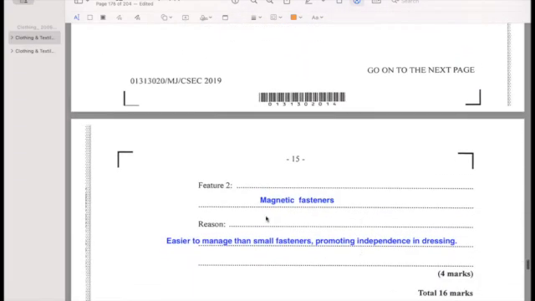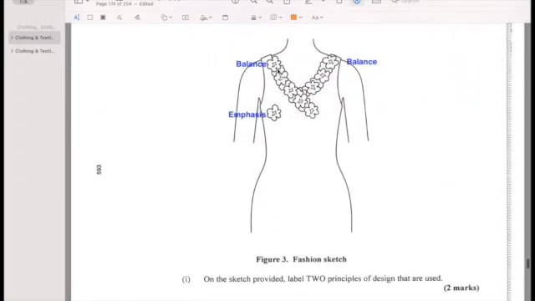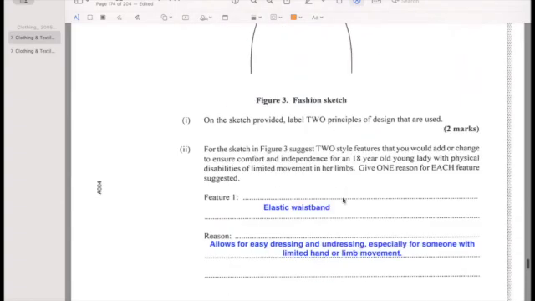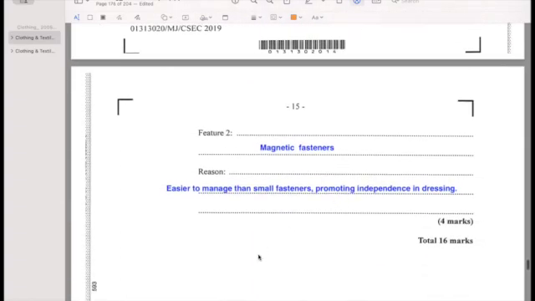The next one will be a fastener. So a magnetic fastener. We could put a magnetic fastener on this dress as well. And what is the reason? Easy to manage, and better than a small fastener, promoting independence in dressing. All right, 4 marks.